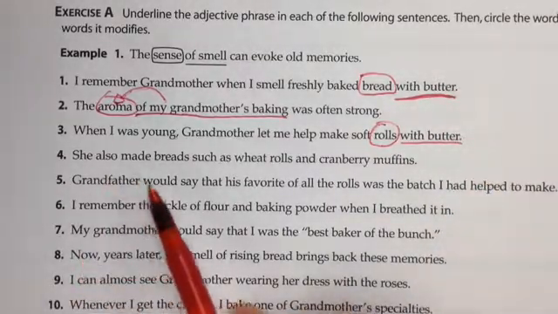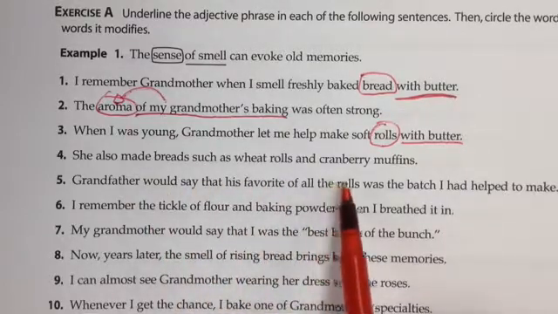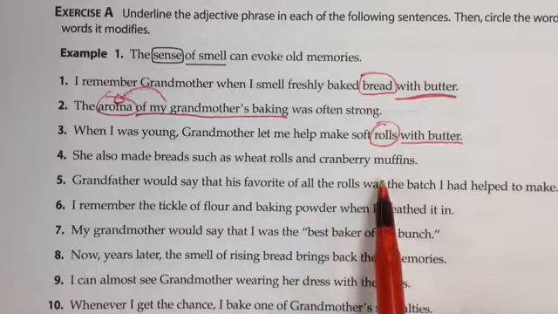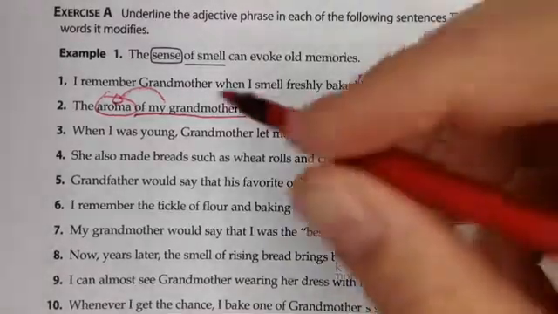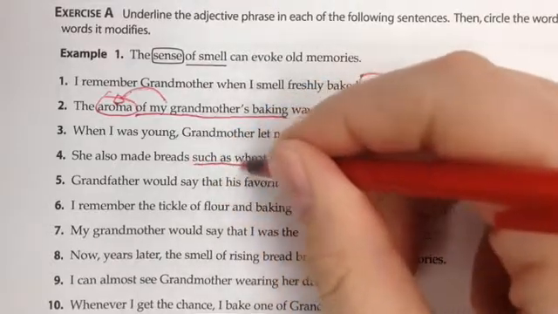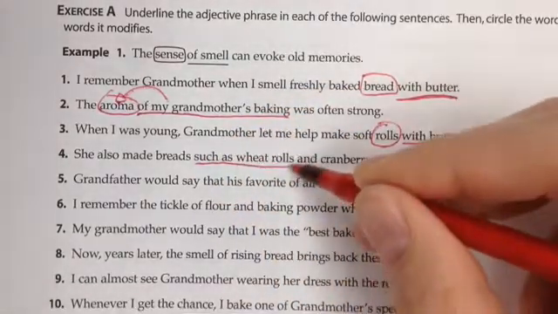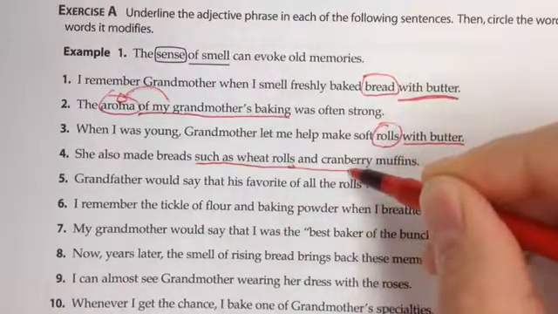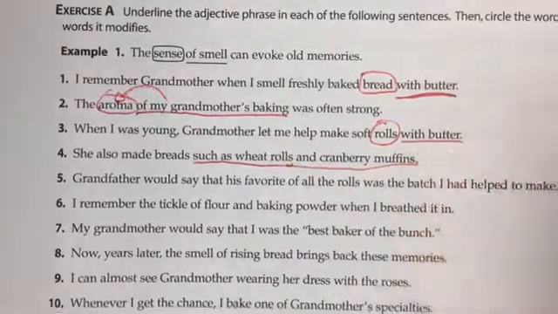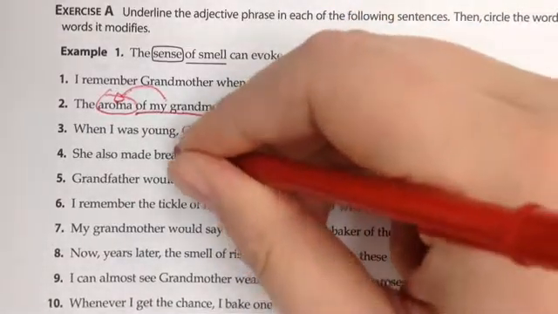She also made breads such as wheat rolls and cranberry muffins. So here we have a compound preposition, such as, and then the object, wheat rolls, and then also cranberry muffins. Those are both objects of that preposition. And both of these tell us about the breads. We go back to breads.